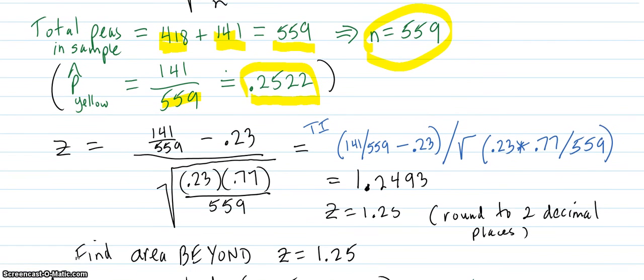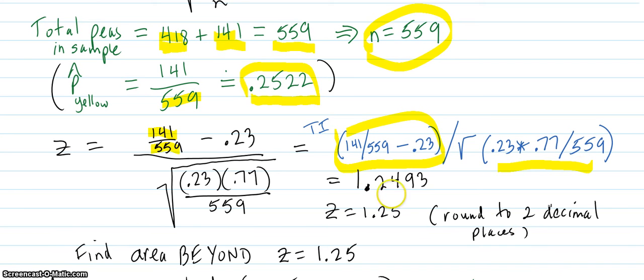So now you calculate your z, and it's recommended to put the original fraction in there so there's no round-off error. Here's your design. In the TI, you're going to do it like this. Be careful about the parentheses.